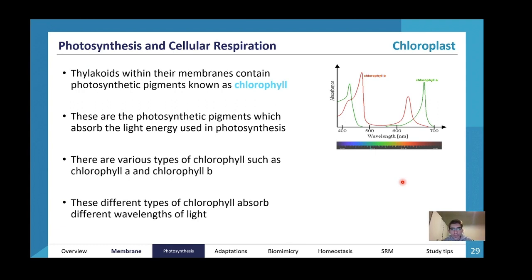Thylakoids within their membranes contain photosynthetic pigments known as chlorophyll. These are the photosynthetic pigments which absorb the light energy used in photosynthesis. There are various types of chlorophyll, such as chlorophyll A and chlorophyll B, and these different types absorb different wavelengths of light. Some are good at absorbing green, some are good at absorbing red, and so on.